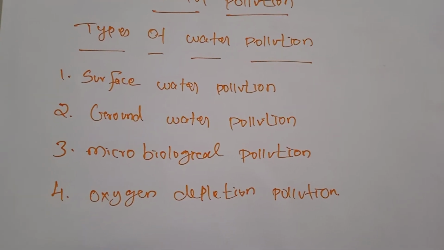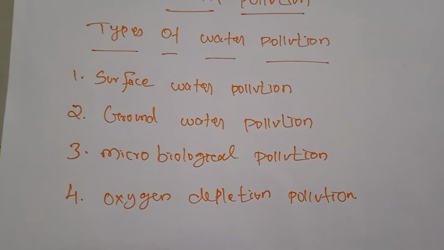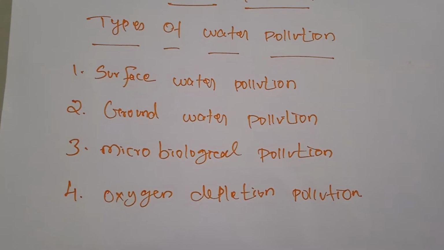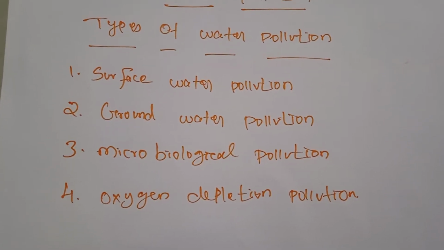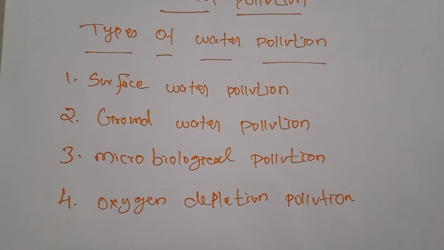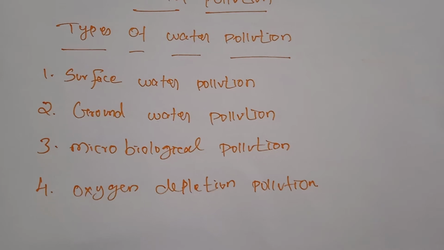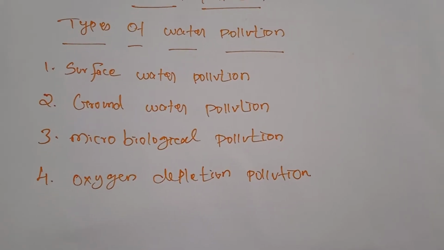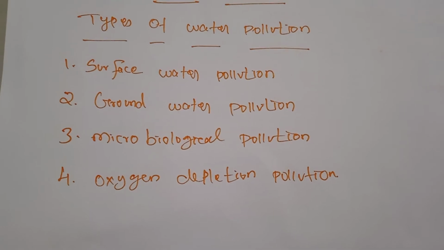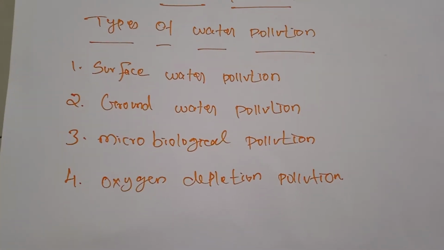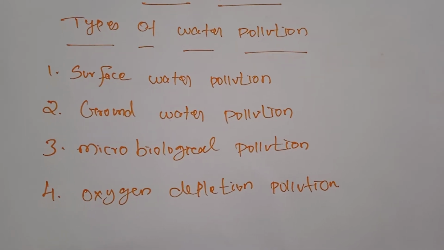Next, oxygen depletion pollution. When oxygen levels in the water are depleted, relatively harmless aerobic microorganisms die and anaerobic microorganisms begin to thrive. So in this water, some oxygen also has to be mixed, and if it is depleted by human activities or any other activities, this is also considered a type of water pollution.